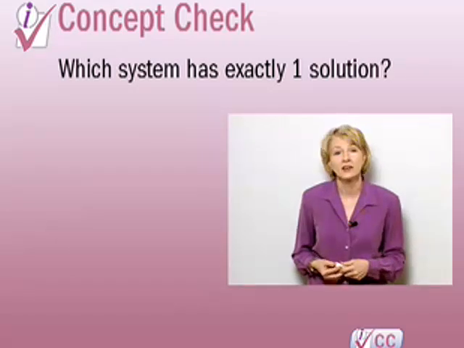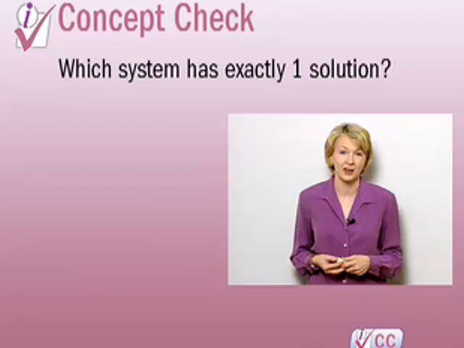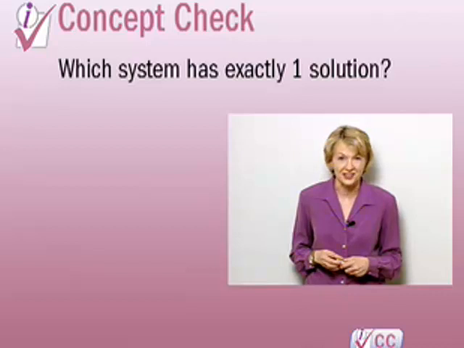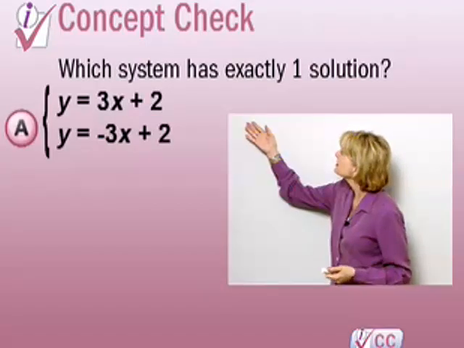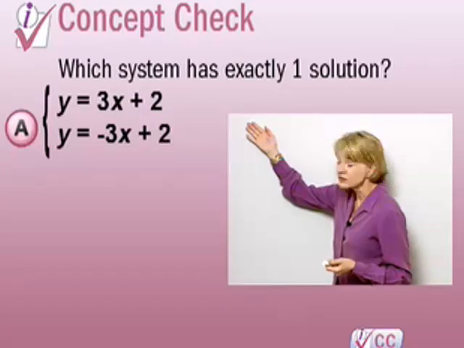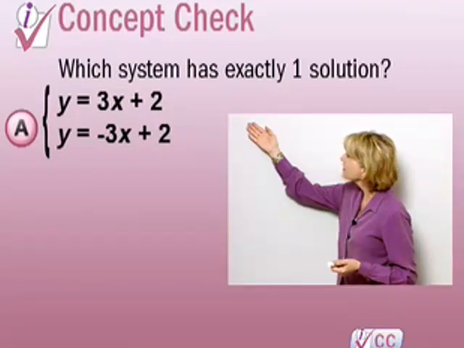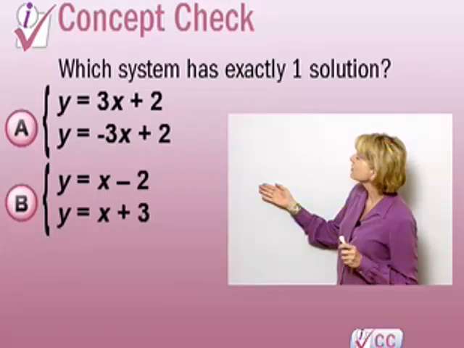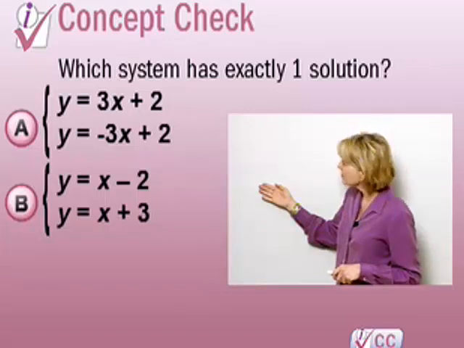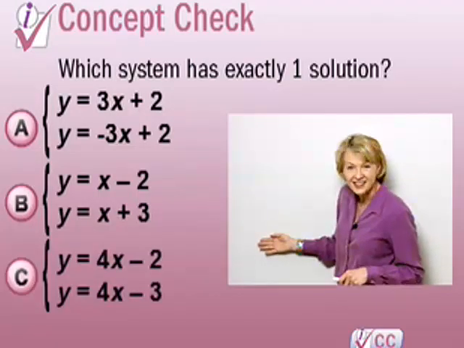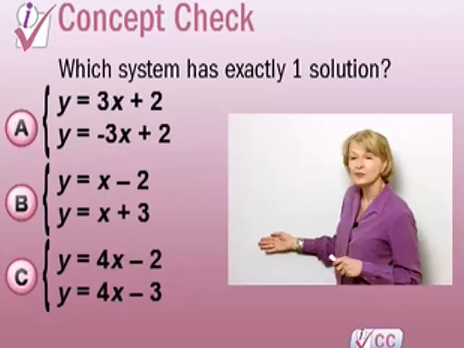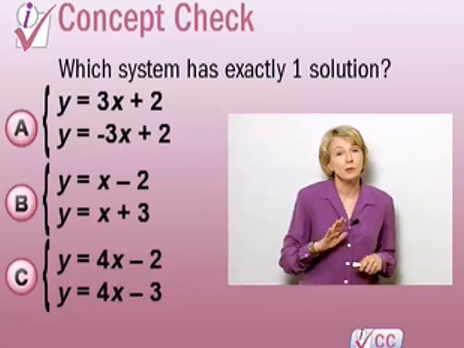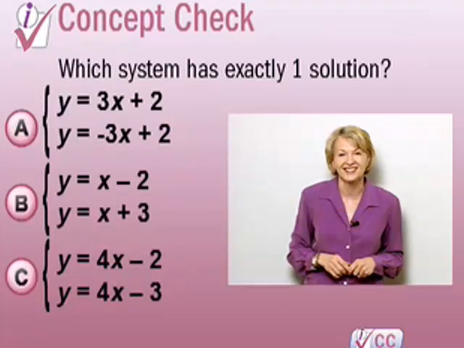Let's now check your knowledge of systems of equations by answering the following question. Which system has exactly one solution? Is it choice A, which consists of the system y equals 3x plus 2 and y equals negative 3x plus 2? Is it choice B, which consists of the system of y equals x minus 2 and y equals x plus 3? Or is it choice C, which has the system y equals 4x minus 2 and y equals 4x minus 3? The video will pause, then make your selection.